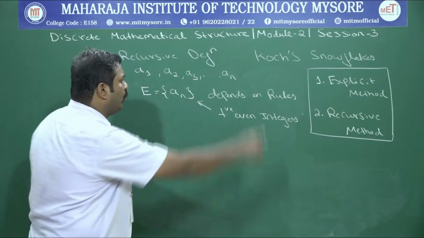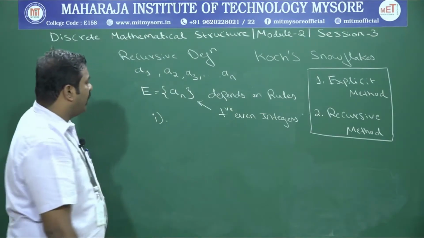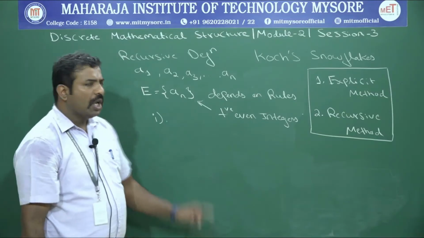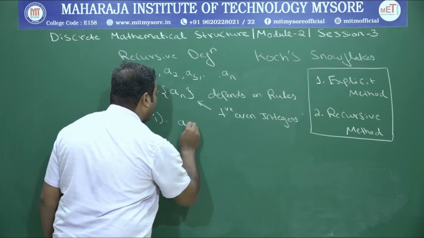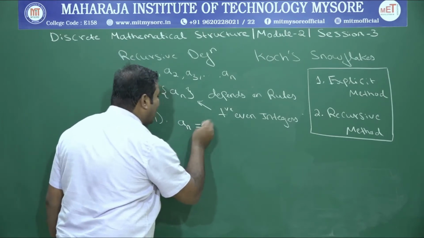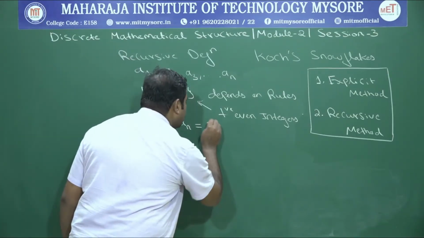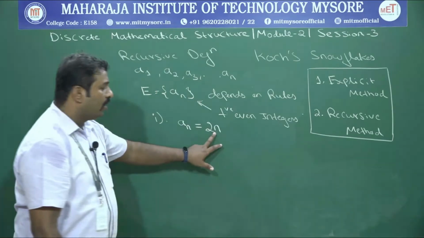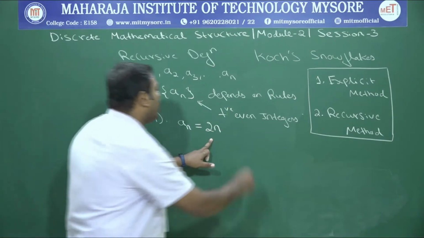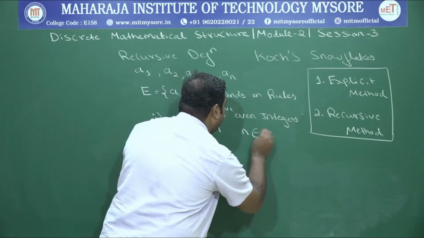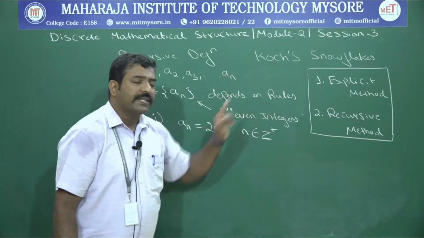If I'm going to follow the explicit method, the rule is that whatever value I take, the object an should be equivalent to a multiple of n, hence 2n, where you need to make sure n is a positive integer. Hence, n should always belong to Z plus. So this is the explicit method.